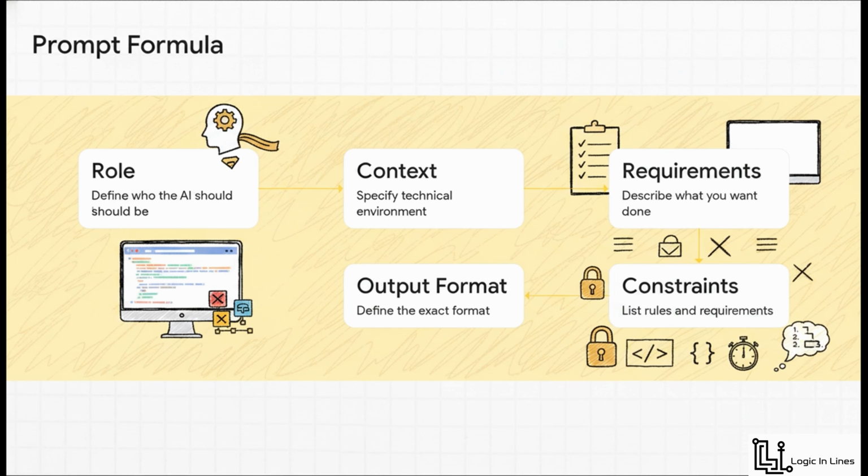Fourth are your constraints. These are your hard rules. Think readability standards, performance limits, or maybe specific libraries you absolutely don't want it to use. And fifth, output format. Do you want a raw code block, JSON, a step-by-step tutorial? Look, if you skip these 5 things, the AI is just going to guess. And honestly, that is exactly when you end up with completely unusable code.